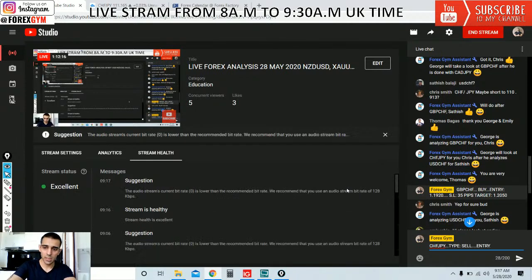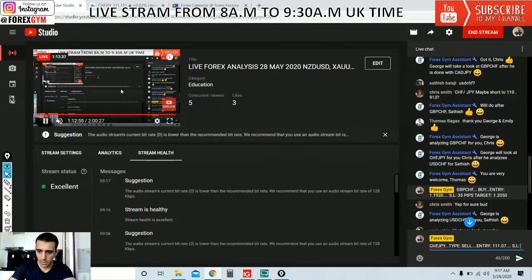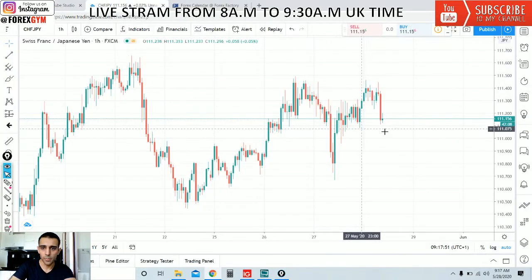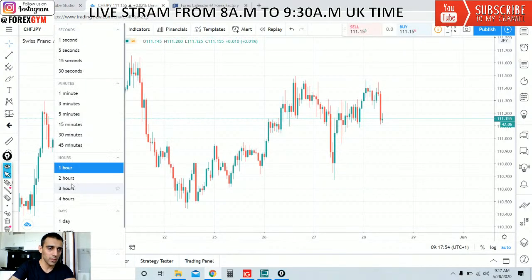So entry, oh, this one's changing. Entry was at 111.07, I believe. Okay, so stop loss is 12 pips. So 10, not 12 pips was better. 12 pips, and the target would be a daily low, if I'm not mistaken.